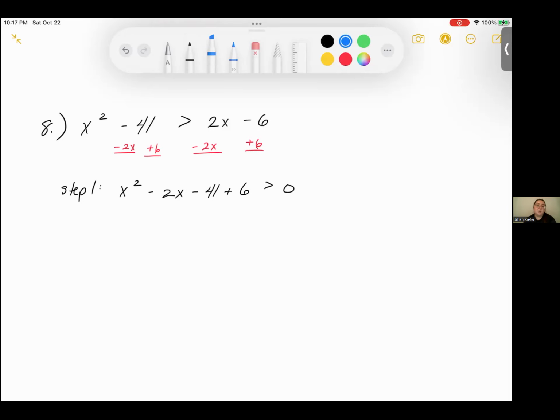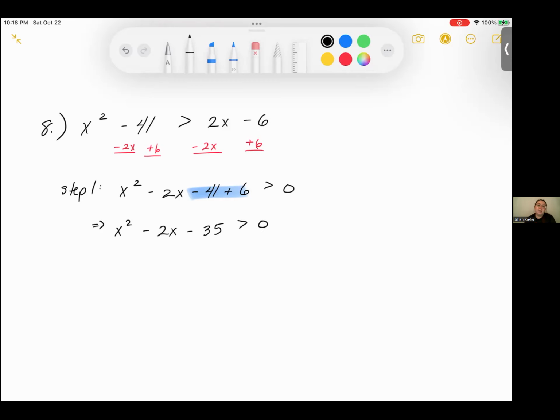Now, x squared minus 2x, those are not common or like terms, so you would not combine those, but we have negative 41 plus 6. So we're going to go ahead and combine those because they are like terms. So we get x squared minus 2x, negative 41 plus 6 would be negative 35.